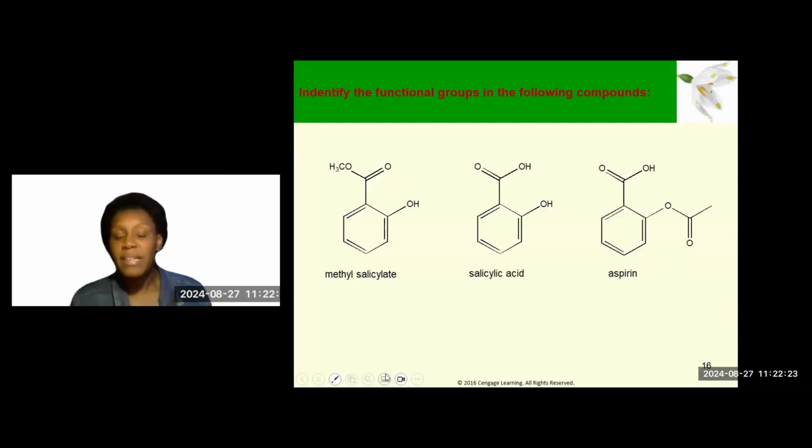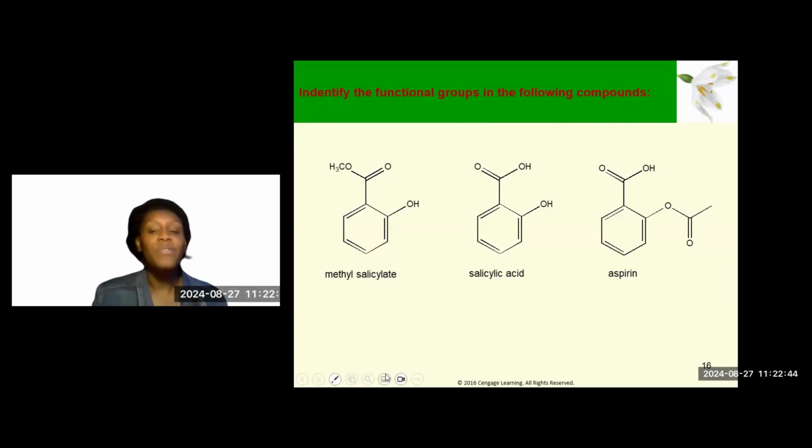So next, let's see what we have here. This is aspirin, and this is what I was talking about in terms of the starting material. Methyl salicylate is a starting material, and we can do esterification to get wintergreen. While salicylic acid you can use as a starting material to make aspirin. The reaction is called esterification because what it does is it makes an ester.